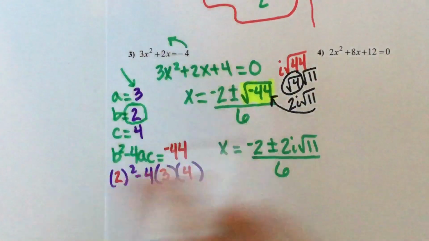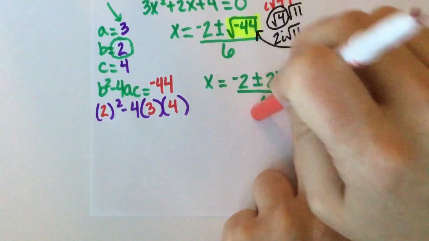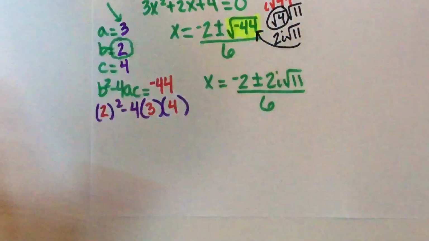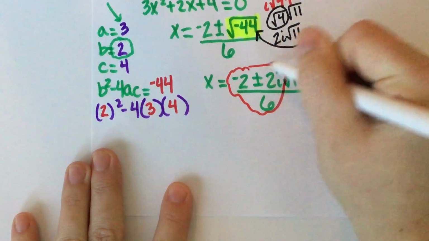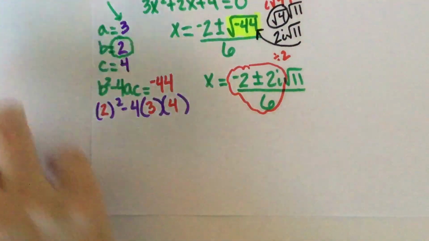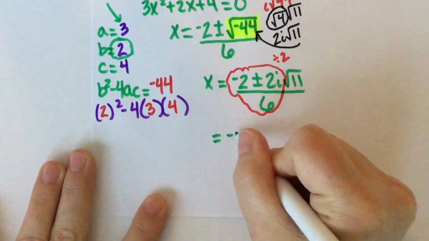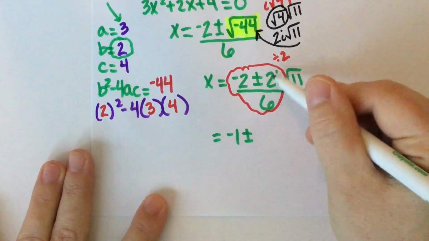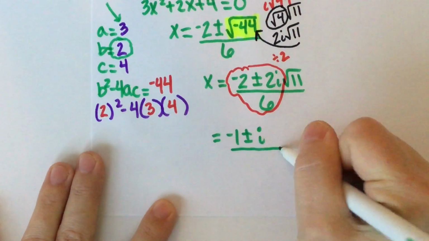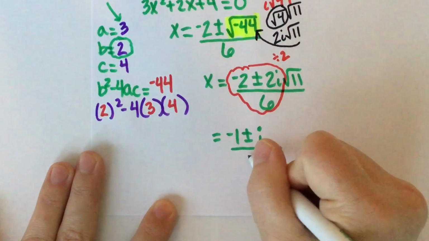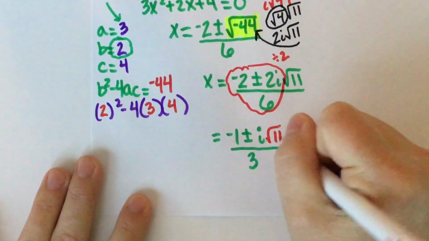Now, I do want you to know that sometimes these 3 front numbers can't all be divided by something, and if they can't, then that's the answer. But once again, I can divide all these 3 front numbers by 2. So what is negative 2 divided by 2? Negative 1. 2 divided by 2? 1. Now I don't need to put the 1. And 6 divided by 2? 3. And then our square root of 11, just recopy it.